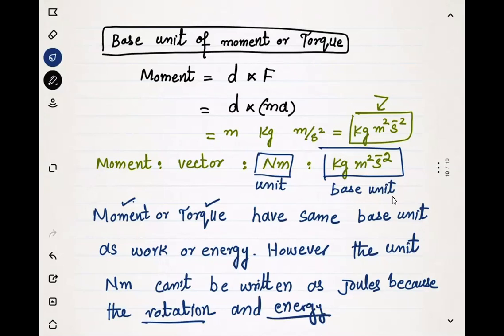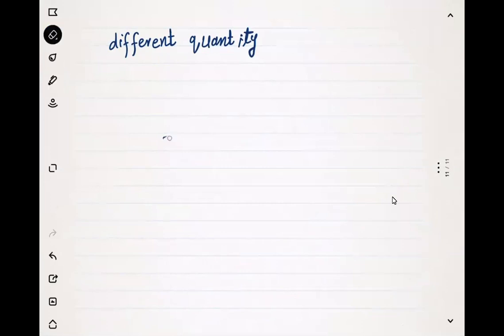So the rotation and energy are two different quantities by nature. So Newton meter and joule, if Newton meter is representing the rotating effect of a force, that is moment, then they are totally different. You cannot even add or subtract them. So they are totally different quantities. So this is all about moment or torque.